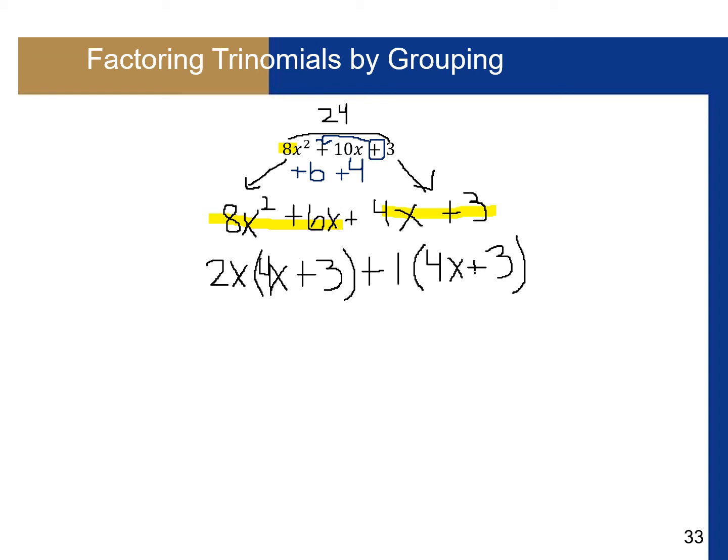Now I again factor by grouping. I see, lo and behold, these two are the same, and I can factor my 2x plus 1 in one set of parentheses, and the second set of parentheses is 4x plus 3.